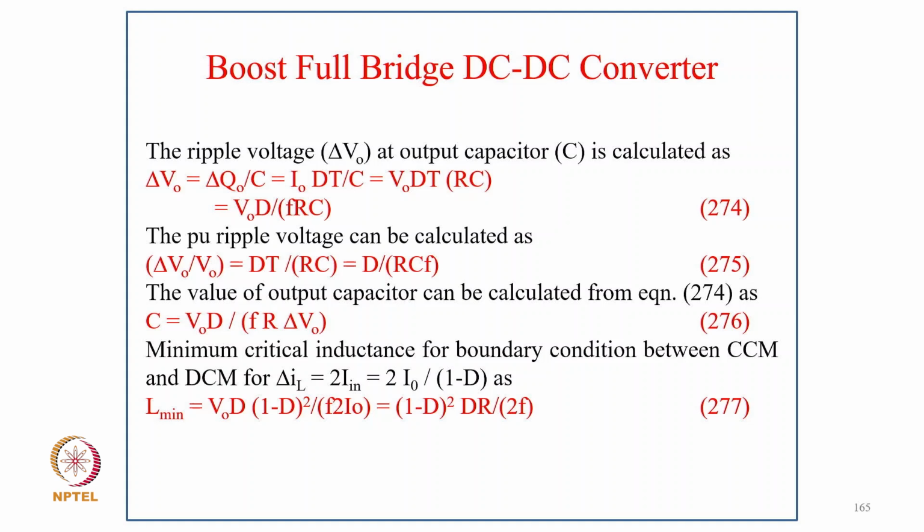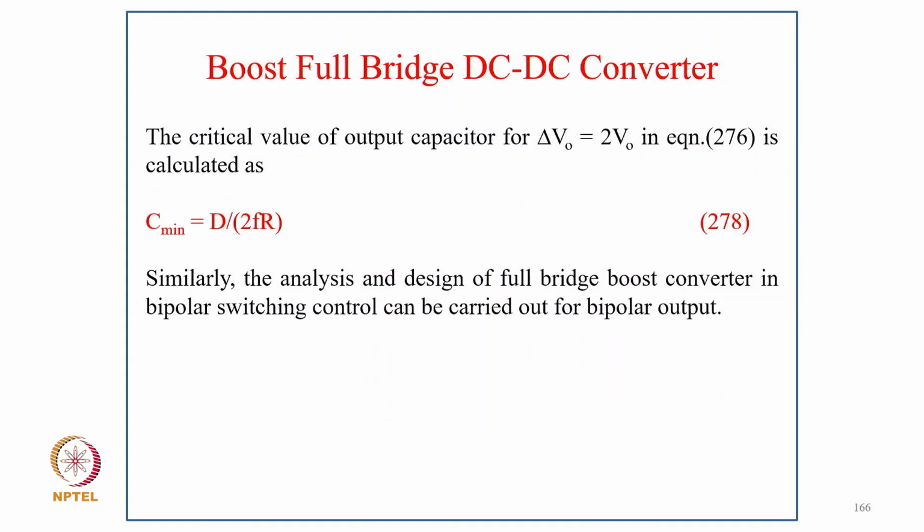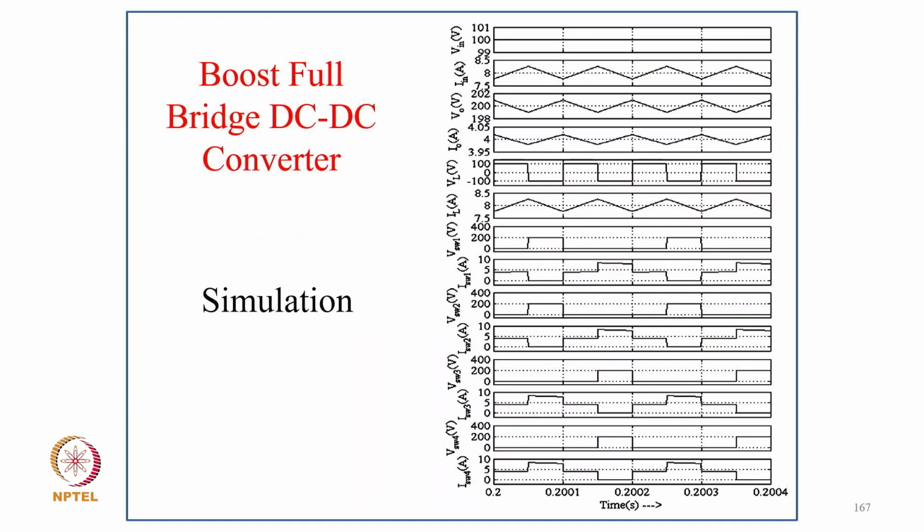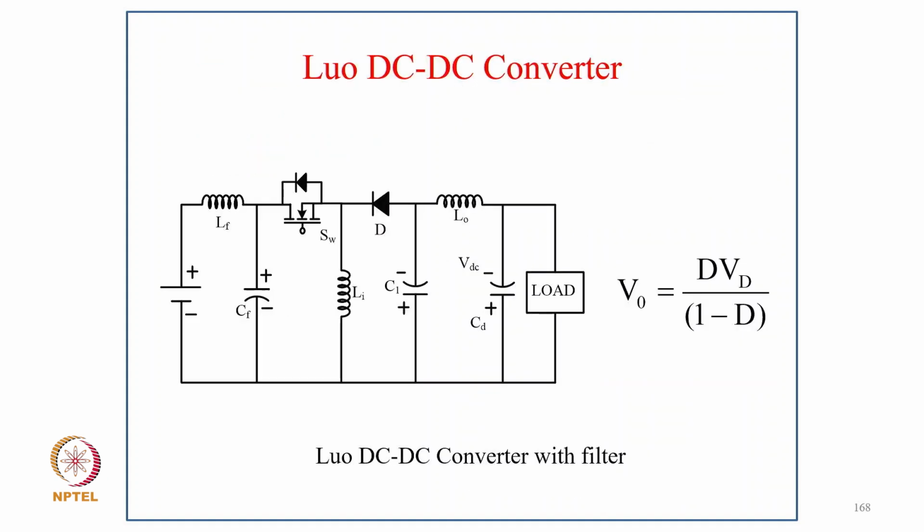So the minimum critical inductance for the boundary condition between CCM and DCM is delta IL equal to 2IL, that is equal to 2I0 upon 1 minus D. So L minimum is V0 into D (1 minus D) squared upon F into 2I0, and that is equal to (1 minus D) squared D R upon 2F. And the critical capacitance for output voltage ripple with delta V equal to V0 is calculated as C minimum equal to D upon 2FR. Similarly, the analysis and design of the boost converter with bipolar switching control can be carried out for bipolar output. And these are the typical boost full bridge DC-DC converter simulated waveforms in CCM mode.